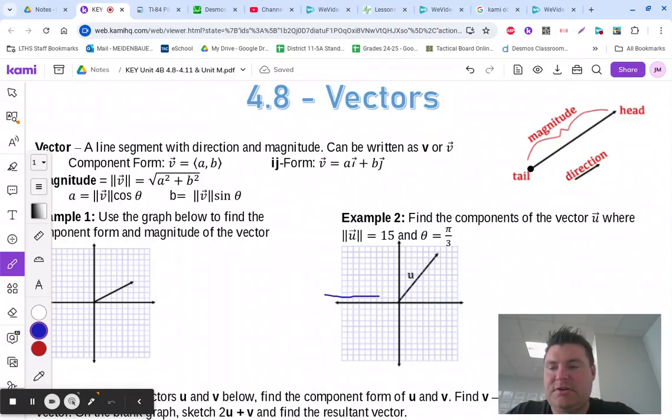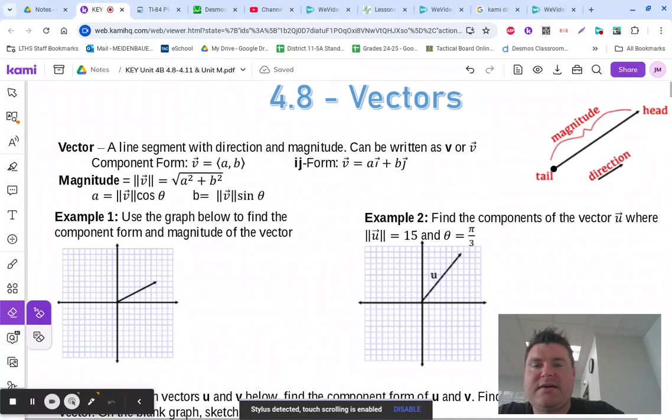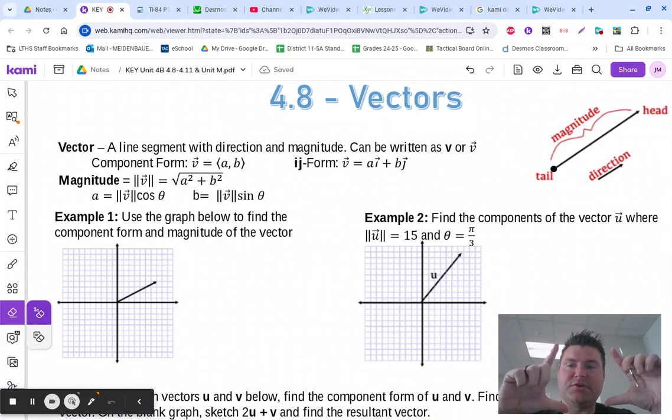There's two forms. We have component form, which uses those little, I call them chevrons. So it's where that a and b are between chevrons, not parentheses. And then we have i and j form. So that's a times i, where i is the horizontal unit vector direction, and j is the unit vector in the vertical direction. So those are two different forms.